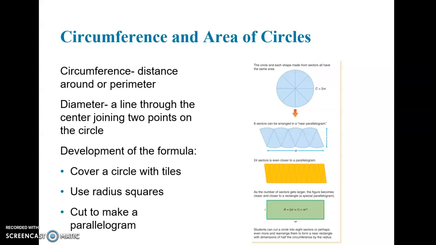You can form a grid of 2 by 2 radius squares and draw a circle inside of it. By observation, you can see the circle inscribed in the grid has less than an area of 4 square radius. Cut to make a parallelogram. Cut circles apart into sectors and rearrange them so it looks like a parallelogram. The figure below presents a common development of the area formula. A equals pi r squared.